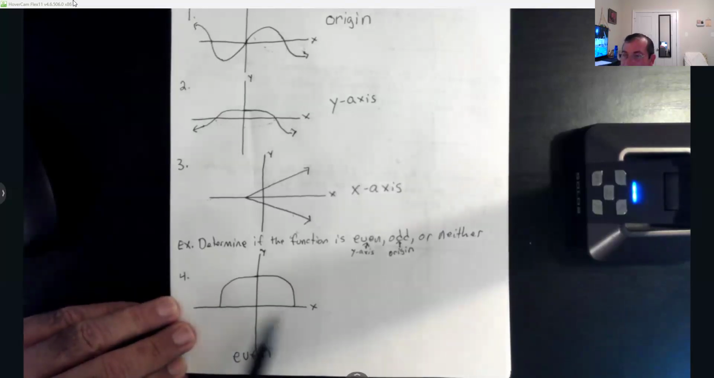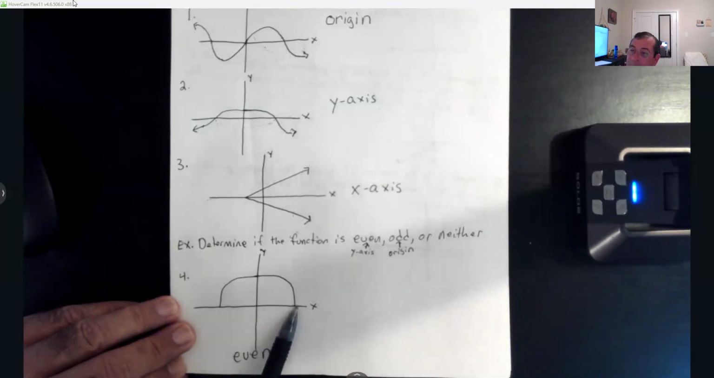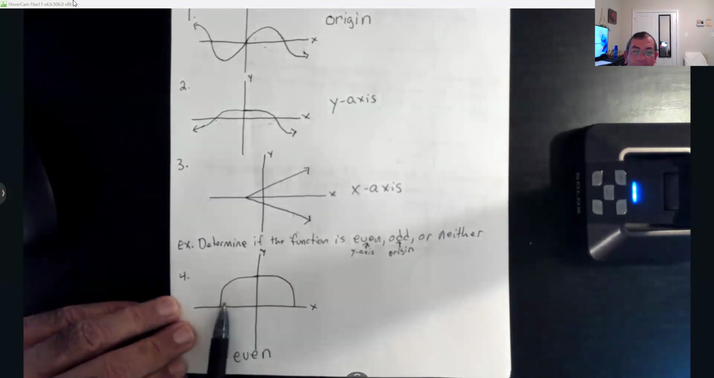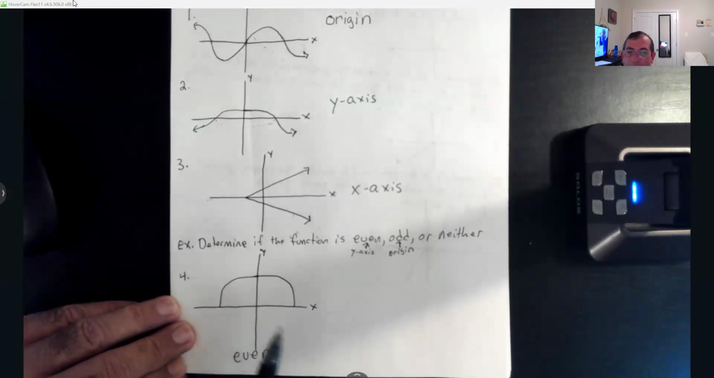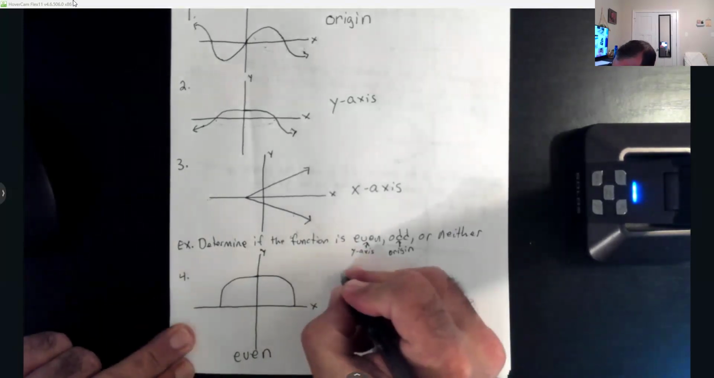Also, check this out. How many times does it touch the x-axis? It touches once here, it touches once there, so that's 2 times. So an even function will touch the x-axis an even number of times, okay?